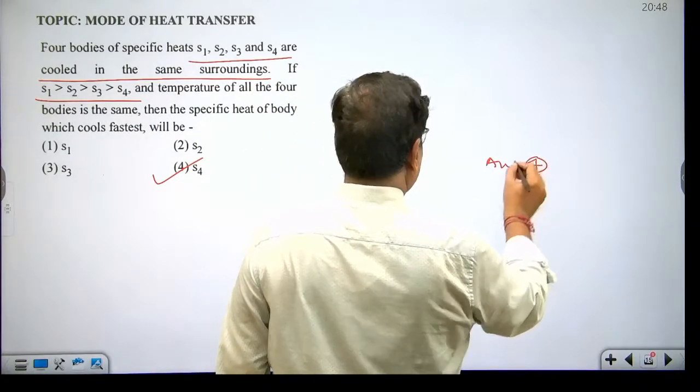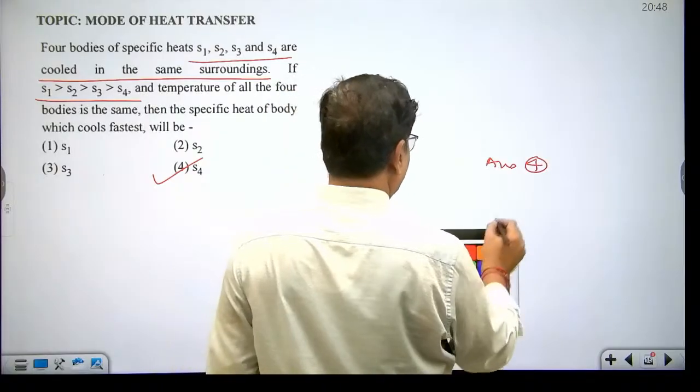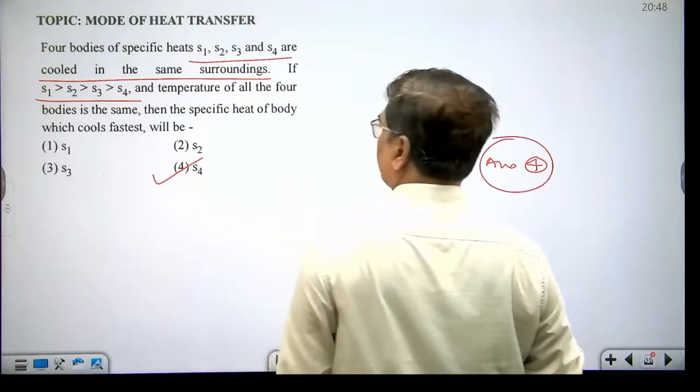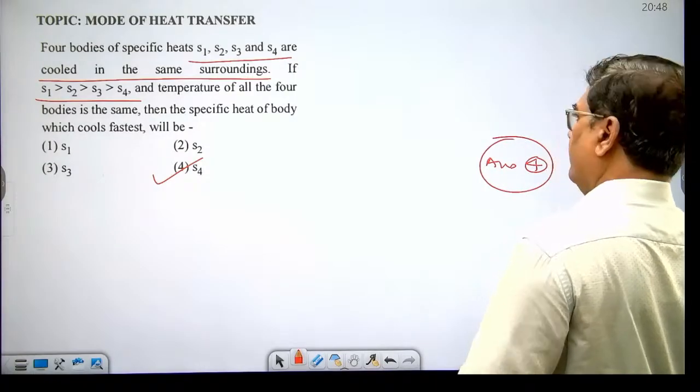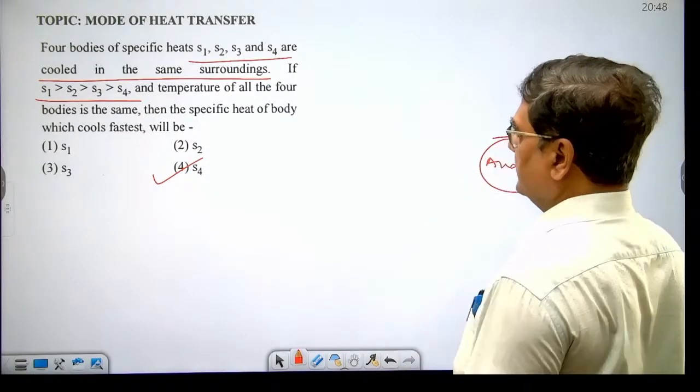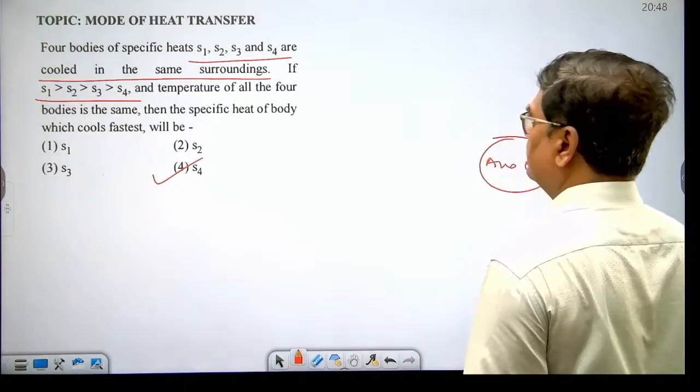So out of four choices, the correct choice is option 4, S4, because S4 has the least specific heat, so this will cool fastest.